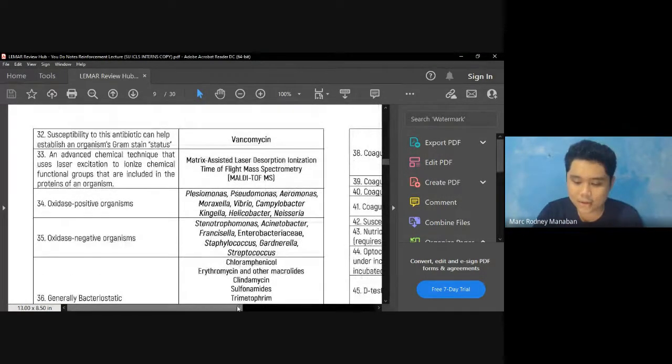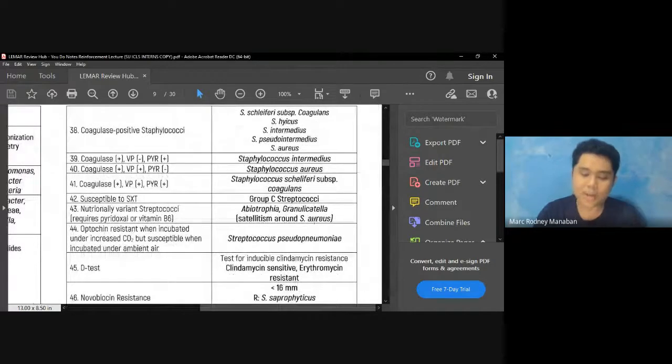Alright, now we go to the organisms, starting first with the staphylococci. Which ones are coagulase positive? Of course, there are many. It's not only Staph aureus. We also have Staph schleiferi subspecies coagulans, Staphylococcus hyicus, intermedius, and pseudintermedius. So this is from Bailey's. I have not updated it, dears, but it is based on Bailey.